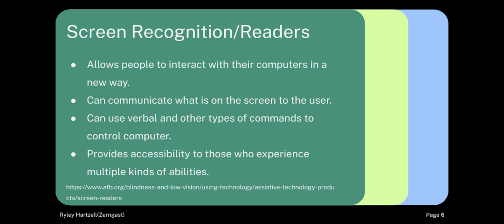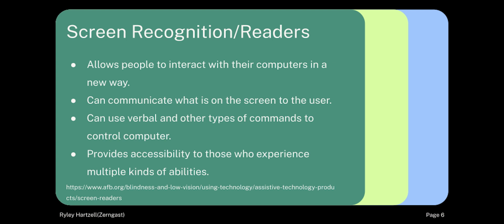This allows people to interact with their computers in a new way. So this one actually has also been around for a while in different forms, but the further AI goes, the more it is able to do. Screen readers are able to communicate to people what is on the screen verbally. So if you are somebody that cannot see it, it can read what is on the screen and communicate it to you in an efficient way.